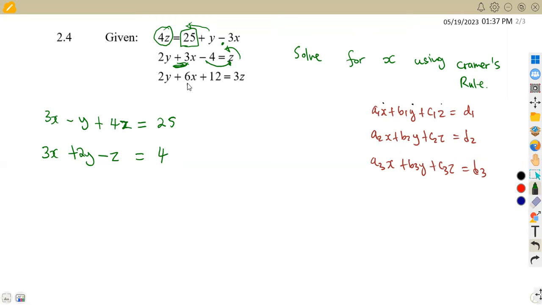Move on to the third one. Also on the third one is on the x and y. Here we're just going to rearrange. That's 6x plus 2y. Transpose the 3z to this side is going to be negative 3z is equal to 12, to this side is going to be a negative 12. All right, so these are the equations that we are going to be working with to solve for x in this case.